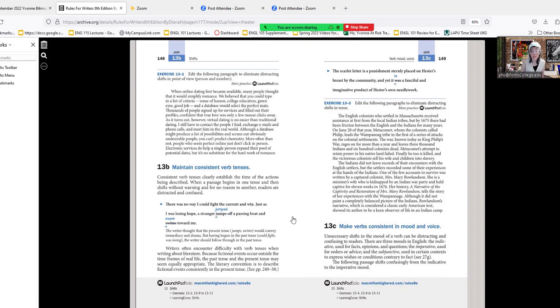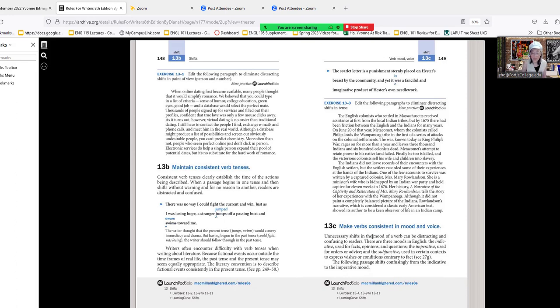So the scarlet letter is a punishment sternly placed on Hester's breast by the community, yet it is a fanciful and imaginative product of Hester's own needlework. And so here you have something that happened in the book, The Scarlet Letter, and therefore if you're going to write about what happened in the book, since the events that happened in the book are outside the time frames of real life, therefore you can use present tense.